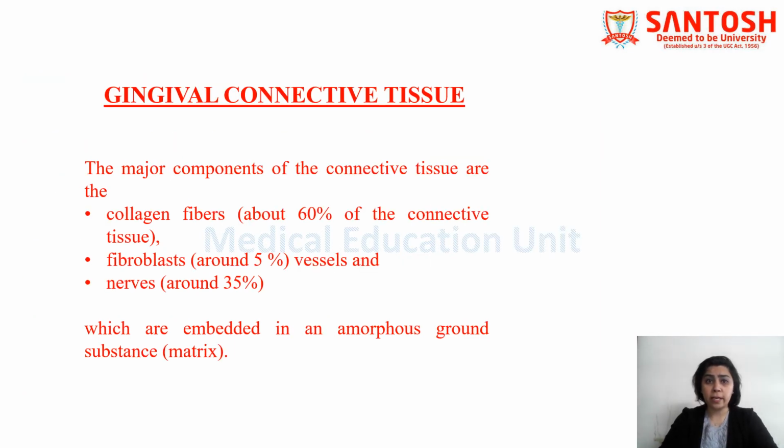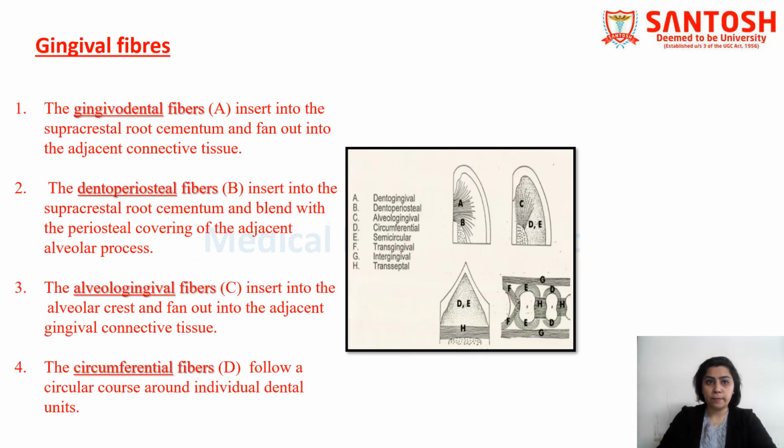Coming to the gingival connective tissue, the major components of the connective tissue are collagen fibers, which constitute about 60% of the connective tissue. Then fibroblasts, which constitute around 5% of the gingival connective tissue. Vessels and nerves make up to 35% of the gingival connective tissue, and are embedded in an amorphous ground substance known as the matrix.